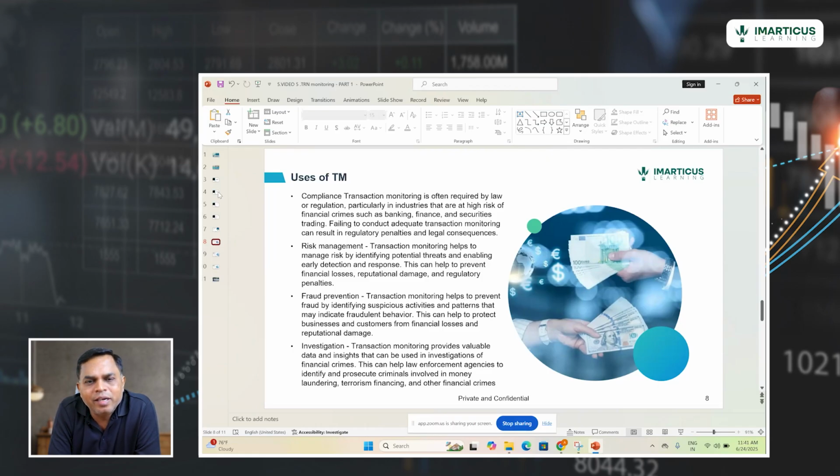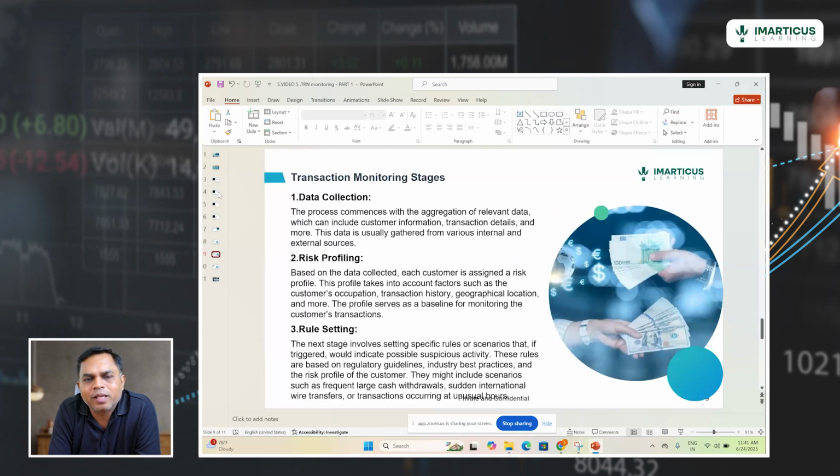Then transaction monitoring is required as a part of investigation. Let's say for example, the regulators want the banks or financial institutions to perform the transaction monitoring. For example in the US, if the FBI is doing an investigation, as part of the investigation, they might ask the financial institution to do the transaction monitoring. So these are some of the uses, or the purpose, of transaction monitoring.